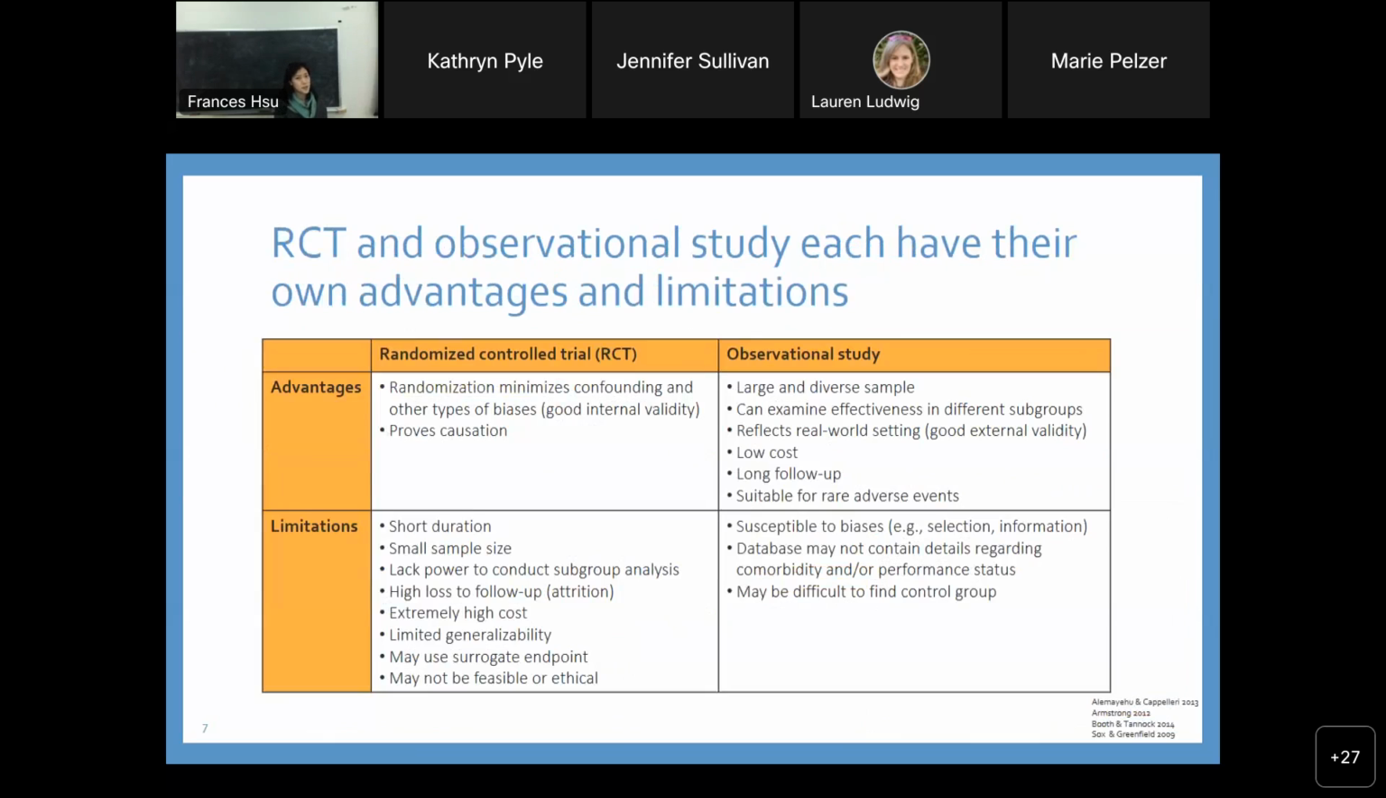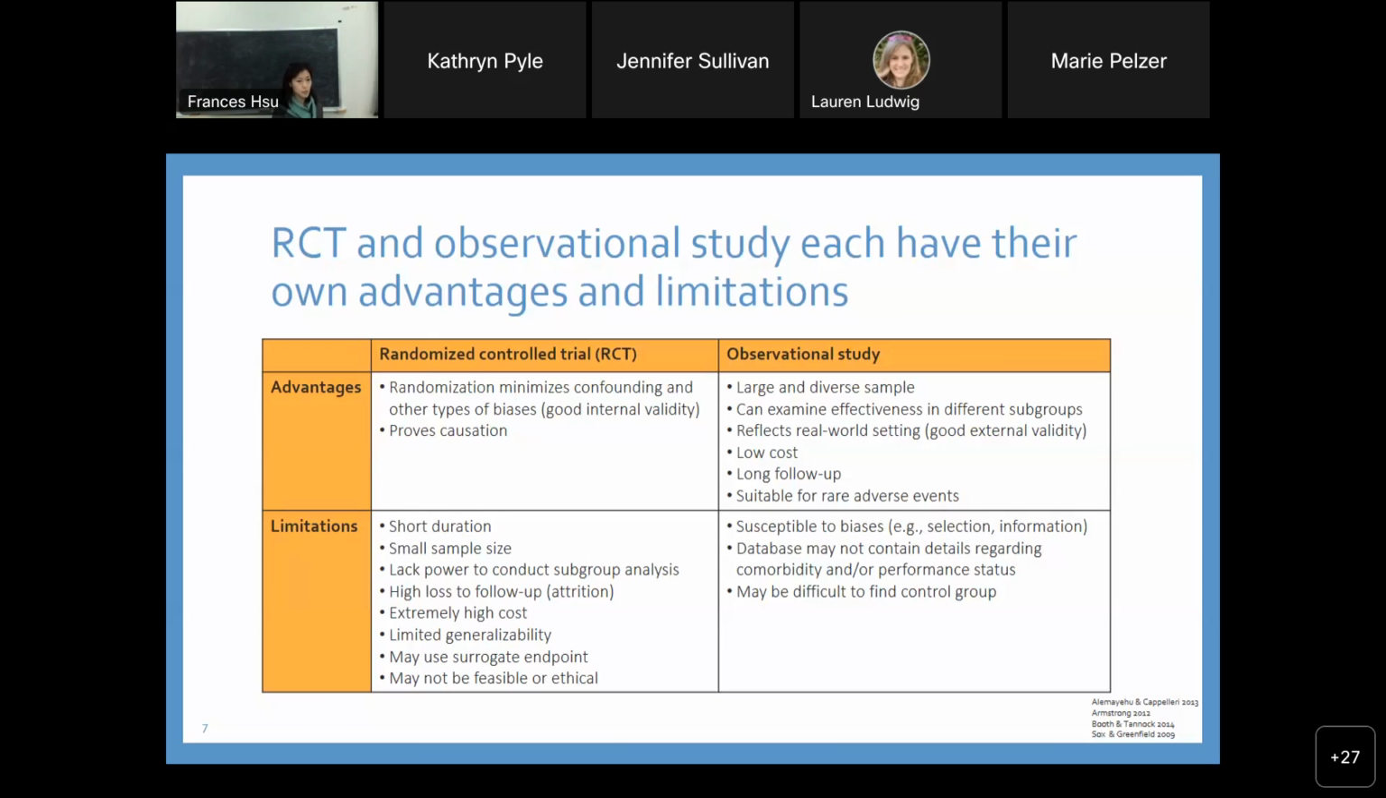So let's talk about the difference between randomized controlled trials, or RCTs, and observational studies. Randomization minimizes confounding and other types of biases, providing excellent internal validity, which means that we are confident in the causal relationship being tested in an experiment and that the result is not likely to be influenced by other factors. However, they typically have a short duration lasting up to 1 to 2 years, so long-term efficacy is unknown, or there's a high attrition and the finding is not as robust.